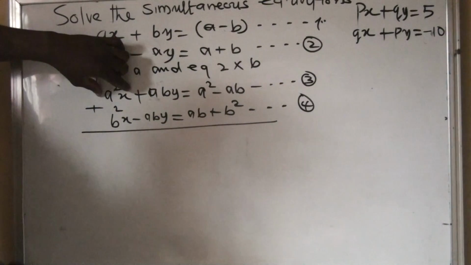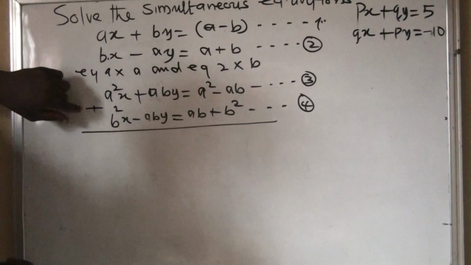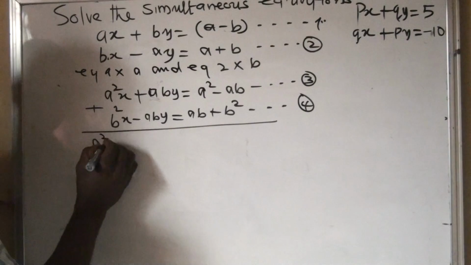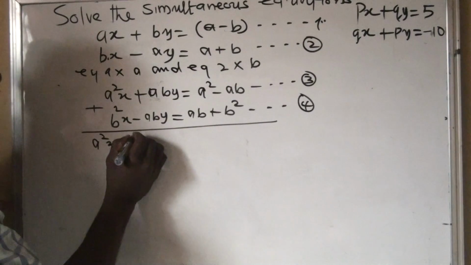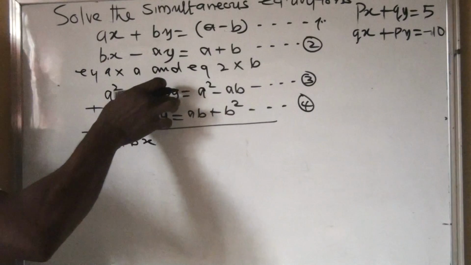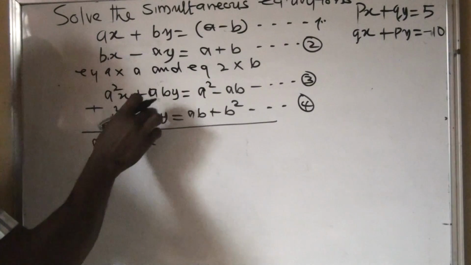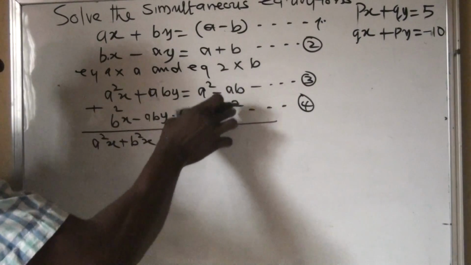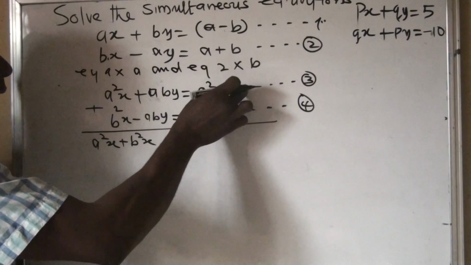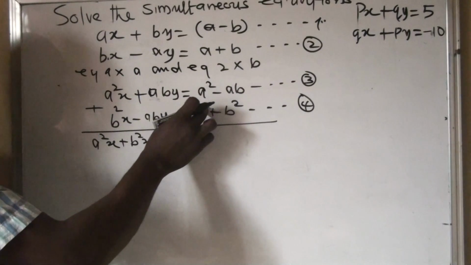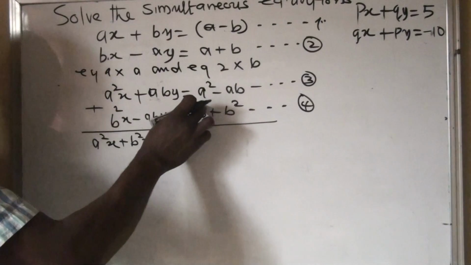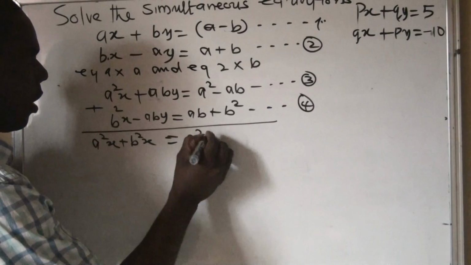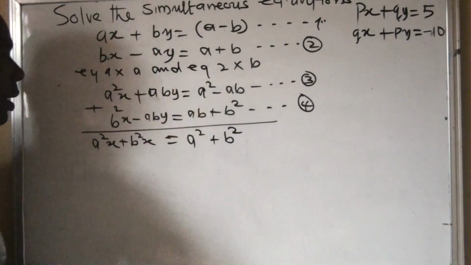So this will be a square x plus b square x. This will automatically give us a square x plus b square x. So aby plus minus aby, and that is completely off. Here we add this and this together. If we add ab plus minus ab plus ab, and this will be off, so we'll be left with a square plus b square.